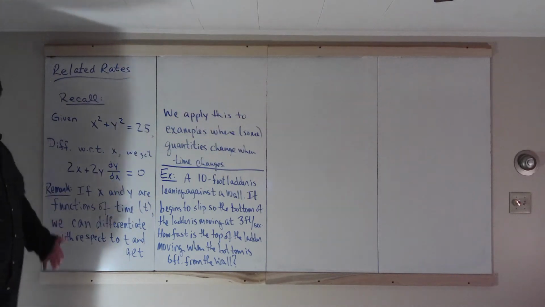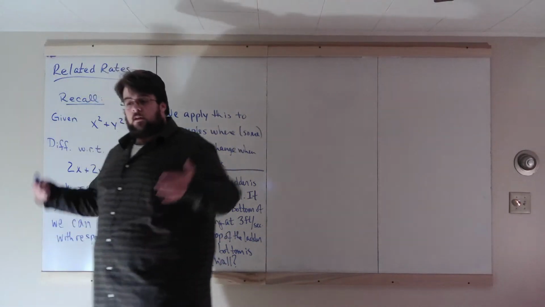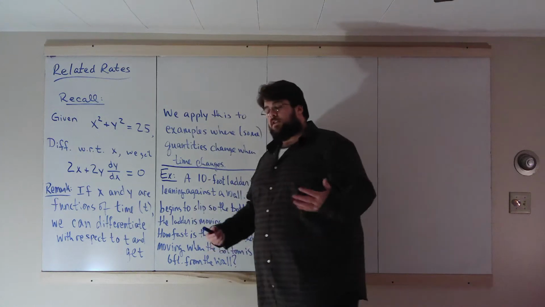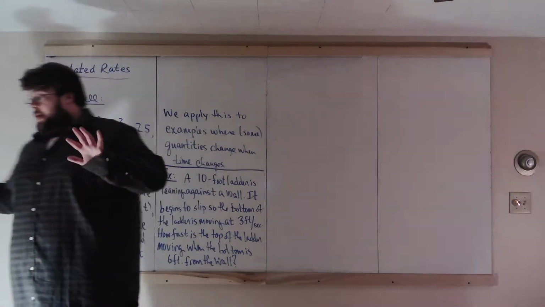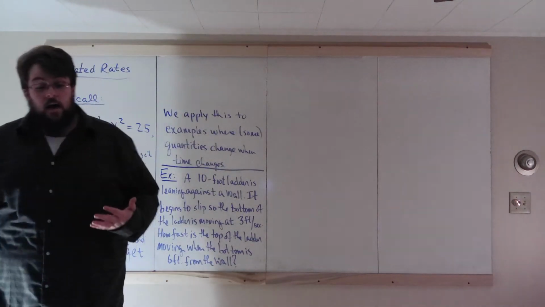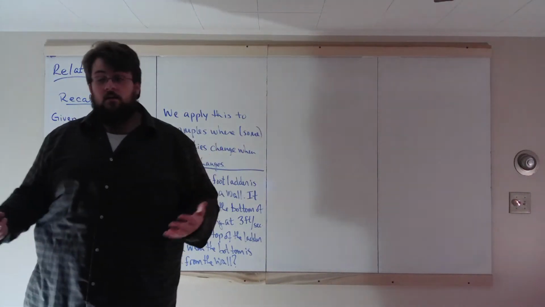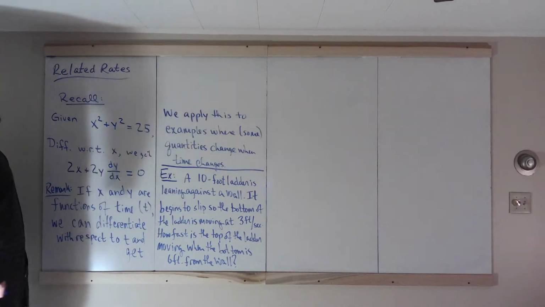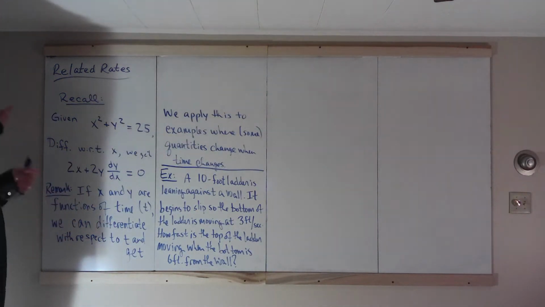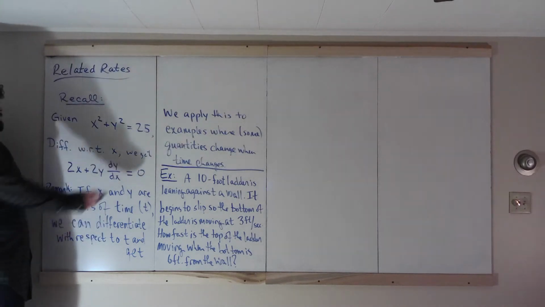So remember, with velocity and acceleration, we were actually interpreting derivatives as rates of change. Now we're not going to think of these in terms of velocities. We're going to think of them as general rates, and we'll see where the rates show up. But before we do anything with related rates, let's make one recollection.